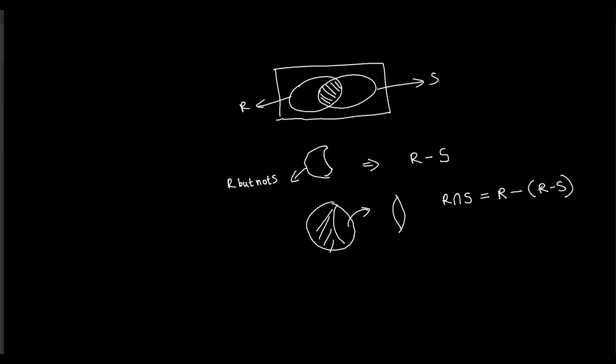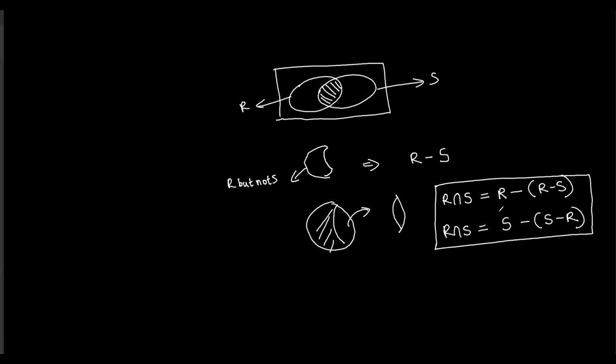So this is how we can come up with the compound operation intersection by using just set differences. Okay, you can come up with this in another way. R intersection S is equal to S minus (S set difference R). The set difference between S and R can be used to find R intersection S. These are the two ways of finding R intersection S. This can be used similarly.